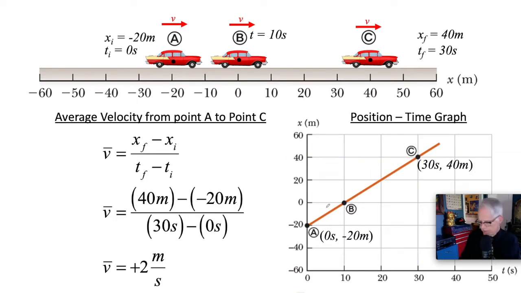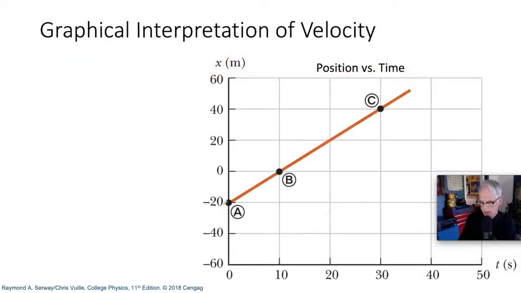Now, there's some interesting things we're going to look at with this position time graph. Taking a closer look at the position versus time graph for the motion of a car moving along the x-axis at a constant velocity in the positive direction. In this instance, the graph is a straight line because the car is moving at a constant velocity, which means that it has the same displacement, delta x, occurring in each time interval, delta t.